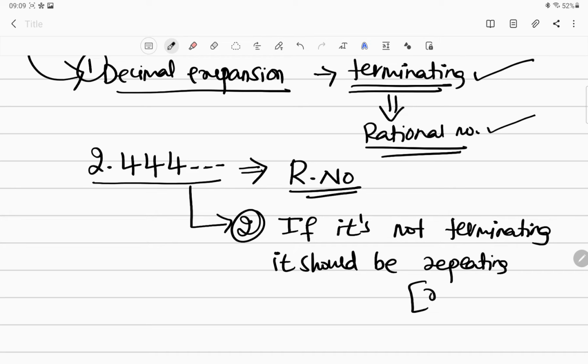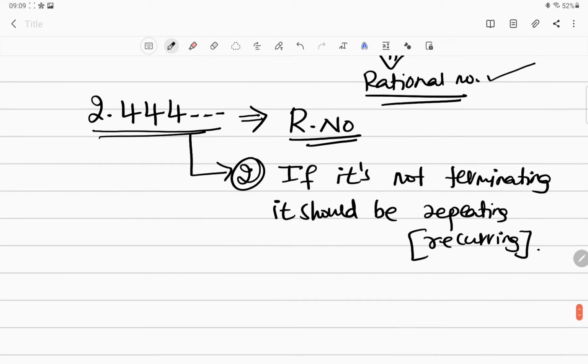There is one more word used here, that is called recurring. It should be repeating or recurring, then only it is called a rational number. All right. Now, 1.2 is a rational number or not? Yes. Why is it a rational number? Because it has a terminating decimal expansion.